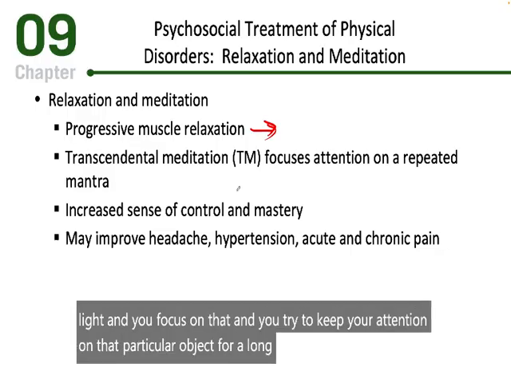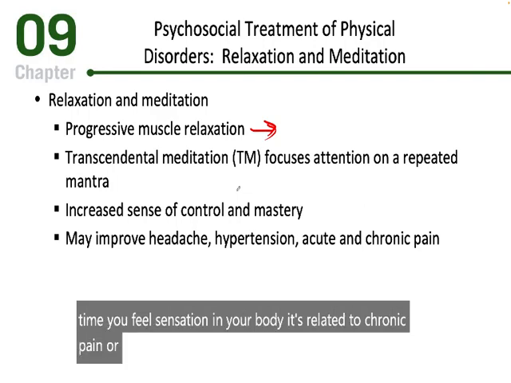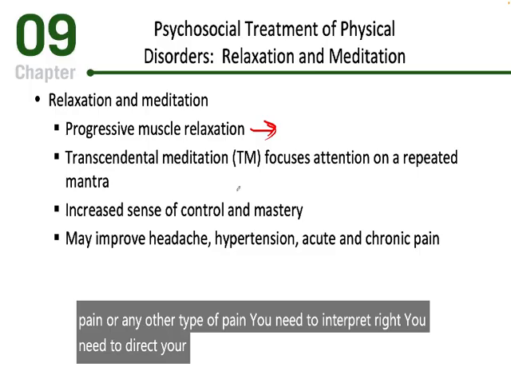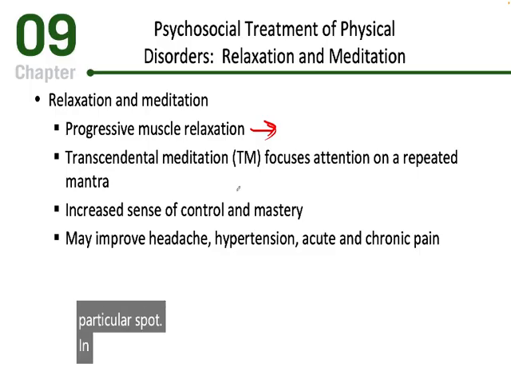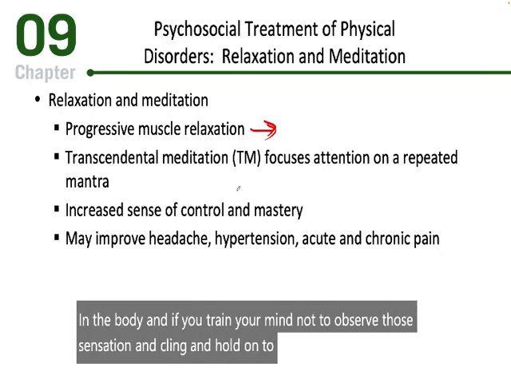What happens is, anytime you feel sensation in your body, it's related to chronic pain or any other type of pain, you need to interpret, right? You need to direct your attention to that particular spot in the body. And if you train your mind not to observe those sensations and cling and hold on to them, you're more than likely to experience less of that.